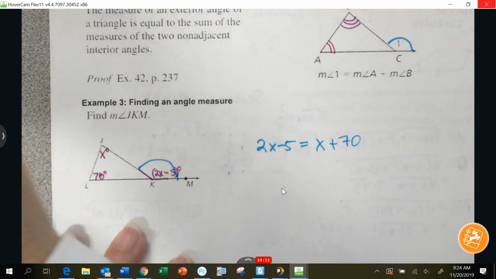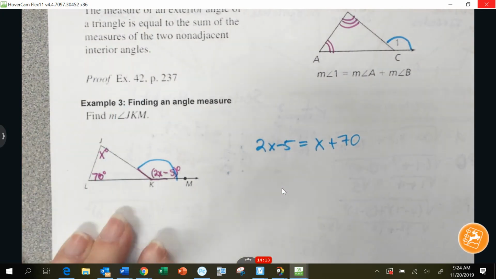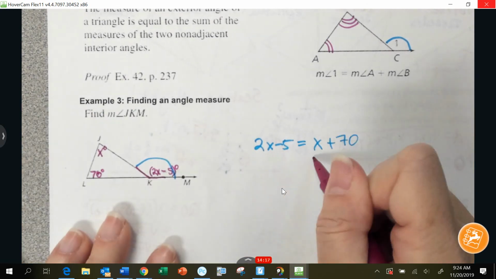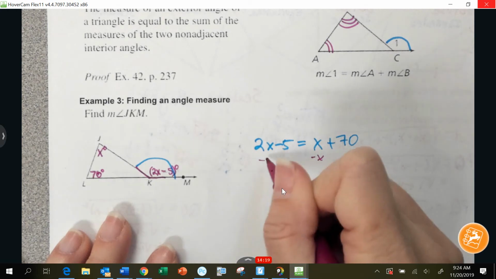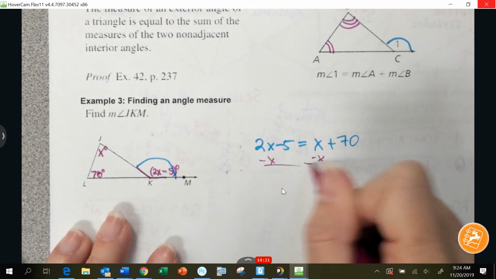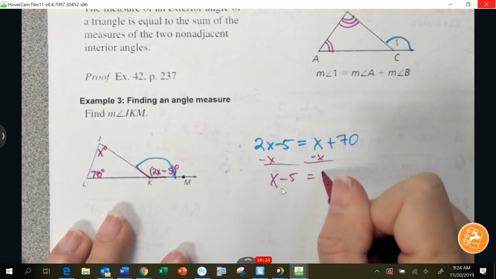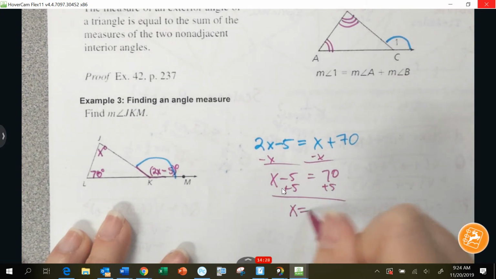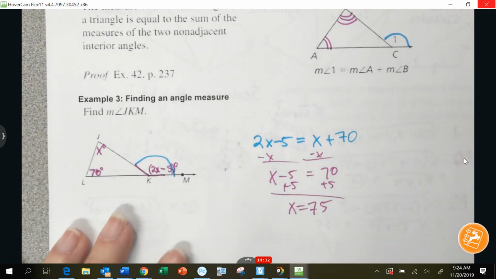So now we just have an equation we can solve. When we have x's on both sides, you need to subtract the x to get them all on the same side. Add the 5. Here's our answer, 75.